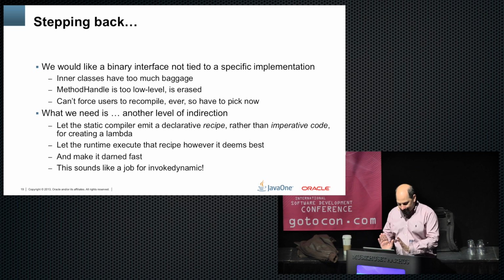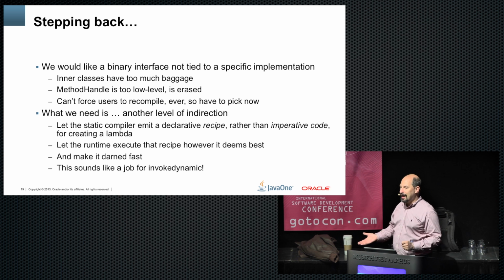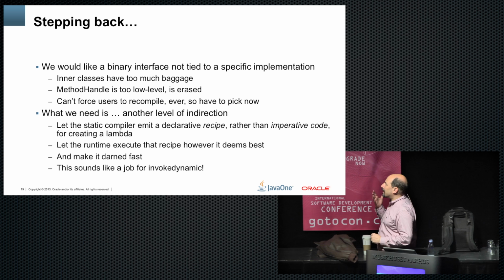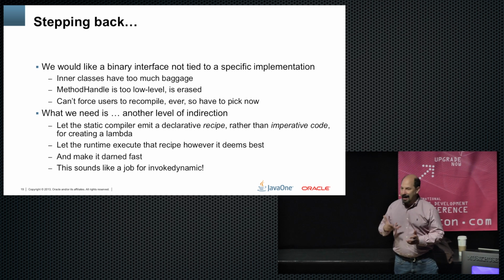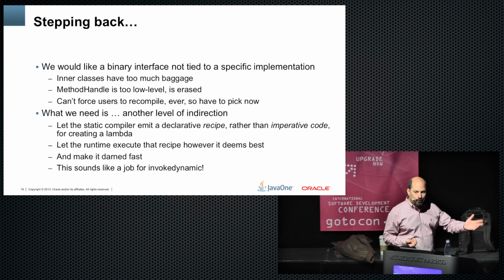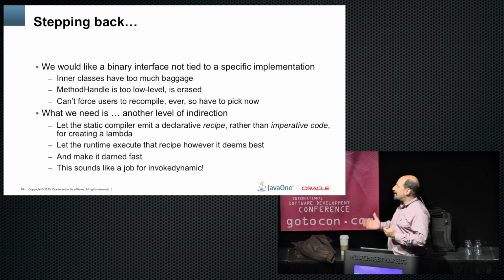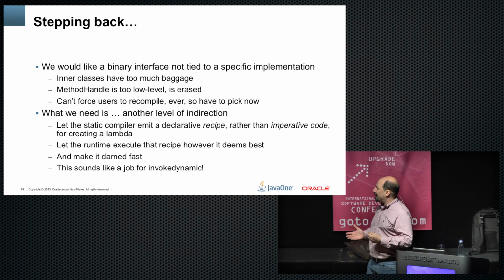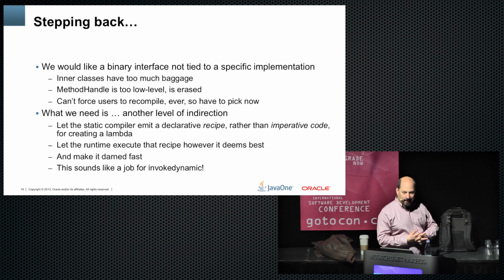So the theory is the compiler could emit not code to construct the Lambda, but something more like a declarative recipe for how to make this Lambda. And the runtime would execute that recipe using whatever tools it decided at the time was best, whether maybe on Tuesdays it would be inner classes and on Thursdays it would be method handles, but we don't care because that's now a pure implementation detail as long as it's fast. It has to be fast.